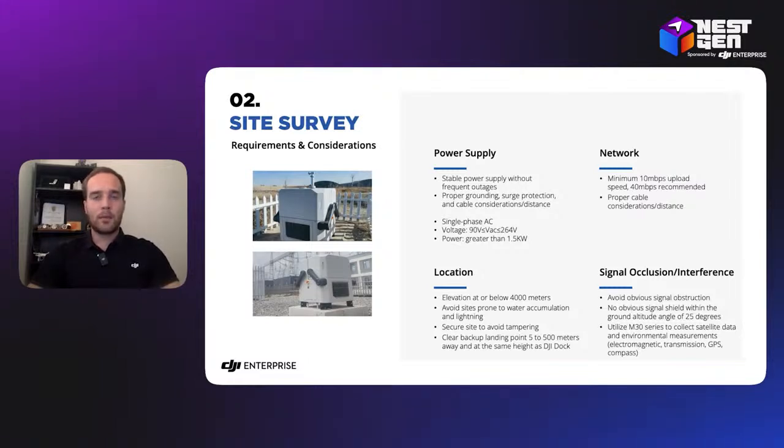The backup landing point will be used in case of emergency where the drone is not able to land back in the dock. You also need to consider any signal inclusion or interference at the site. You want to avoid any signal obstructions, and there should be no obvious signal shields within the ground altitude angle of 25 degrees from the dock.